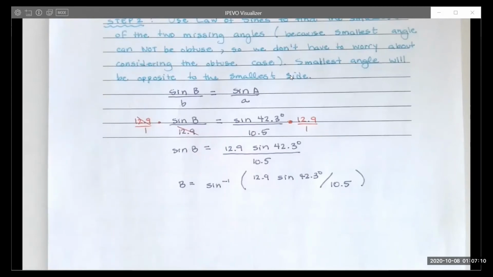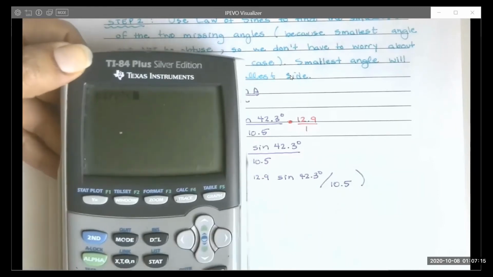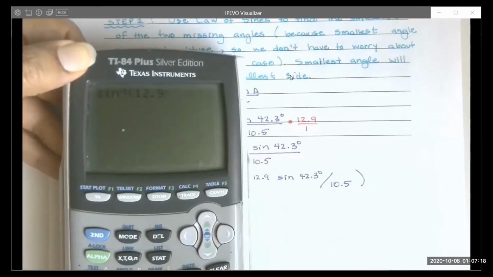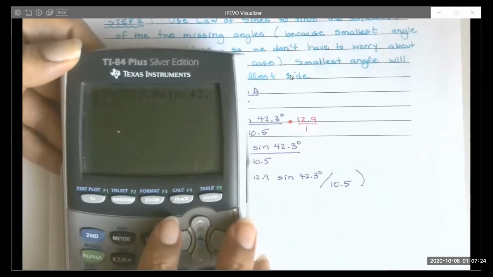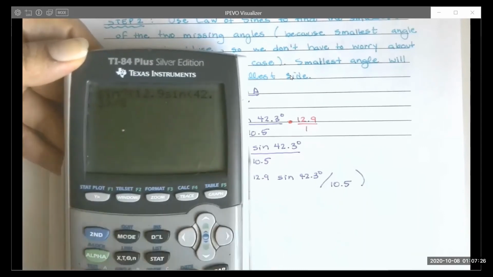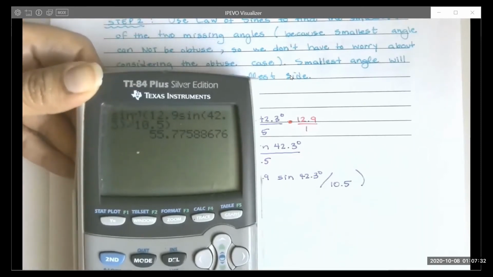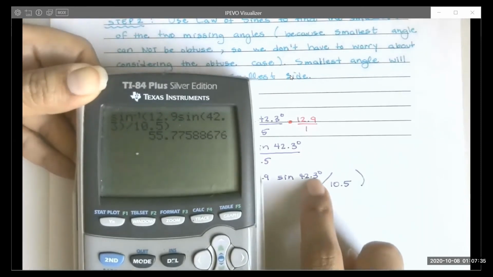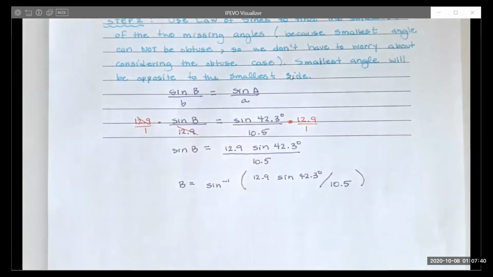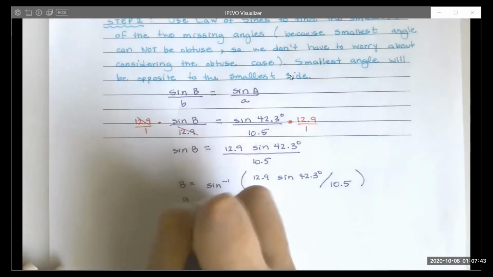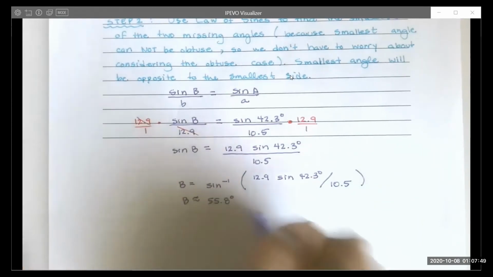And what does that give us? Well, let's see. Sine inverse of 12.9 sine of 42.3 divided by 10.5. And we get approximately 55.8. We're rounding to the nearest tenth of a degree because that's the number of decimal places that was given for angle A. Okay, so B is approximately 55.8 degrees.